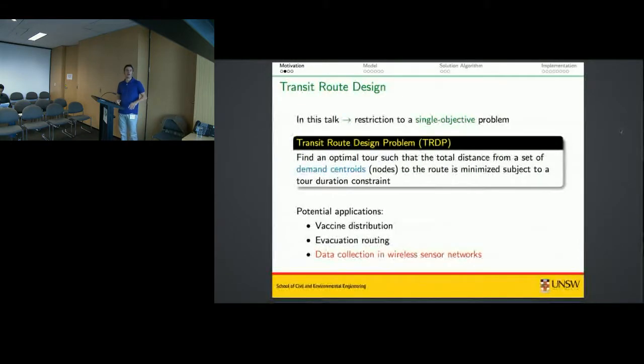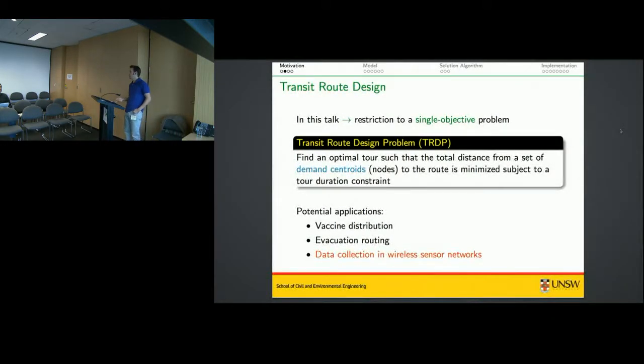The potential application of this single objective problem, and single route also, because we're only looking at designing a single route, is, for instance, to distribute vaccine in situations where you need to address a large population, but you only have limited resources to distribute your product. So you want to have a tour which visits as many people as possible, but on the other hand, you cannot go and visit everybody. Evacuation routing is also of interest because you generally need to span a large area fast enough, and you need to serve it quite well, otherwise it's not efficient. And finally, the last application of that, and the most important for today, has been the data collection problem in wireless sensor networks.